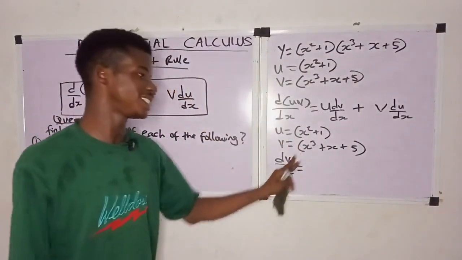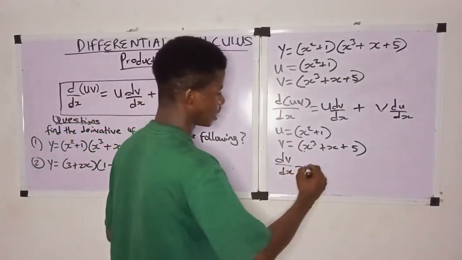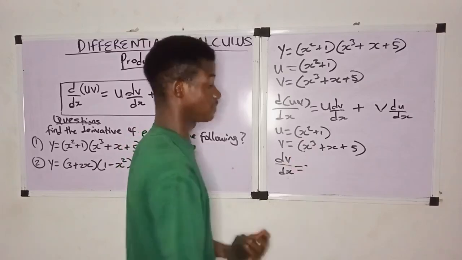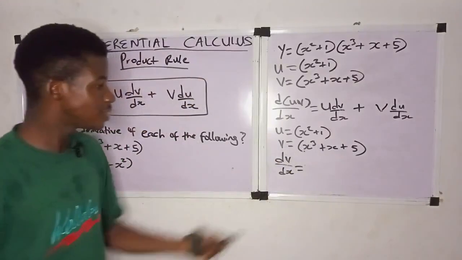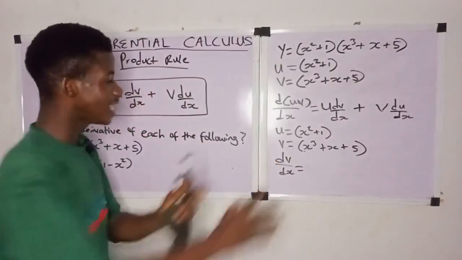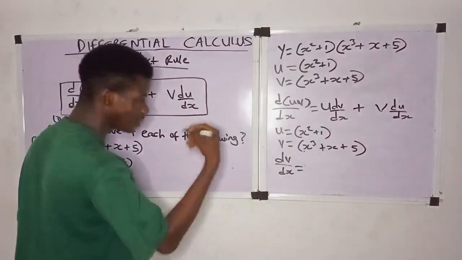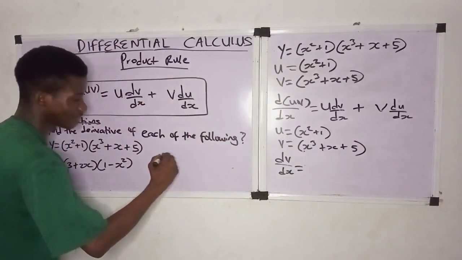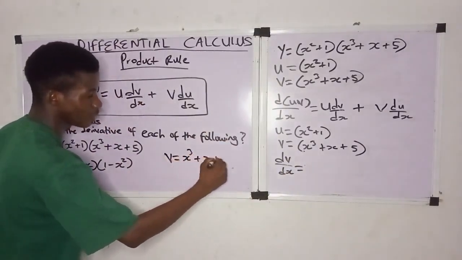This one means that we are differentiating V with respect to S. So if we differentiate V using the power rule, I told you guys the power rule earlier. So let's differentiate V with respect to S. How are we going to differentiate this? Very easy. Remember, V is S cube plus S plus 5.